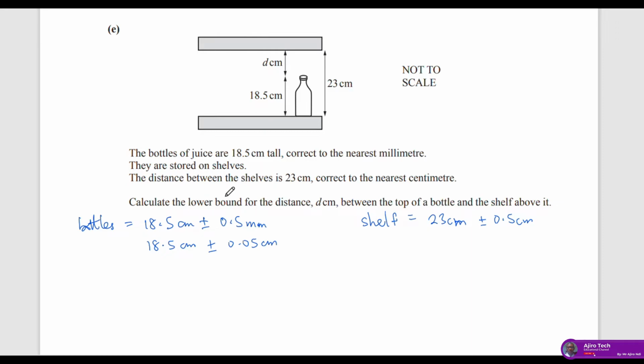Now we are looking for the distance between the shelf. Calculate the lower bound of the distance d between the top of the bottle and the shelf. That means we are doing distance d is the shelf distance minus the bottle. But wait, let me write this again.